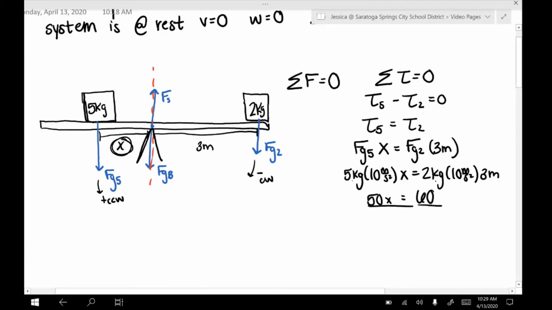I'm going to divide both sides by 50, and I get x is 6/5, which I'm pretty sure is 1.2, but I'm going to get my calculator out right now. Yep, it is 1.2 meters. So in order for this teeter-totter to be balanced, the 5 kilogram mass needs to be placed at a distance of 1.2 meters from the fulcrum. Anything other than that, and this system is no longer going to be at rest, it will start to rotate. I actually didn't need to look at any net force equations here, which is nice. So this is the simplest equilibrium problem we might come across.